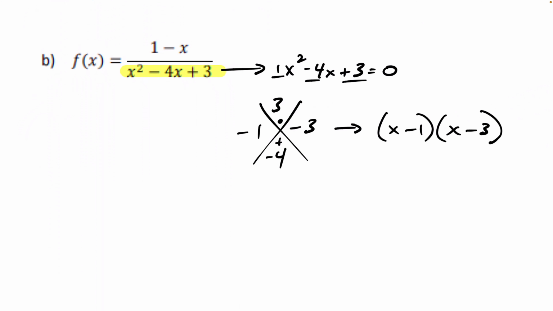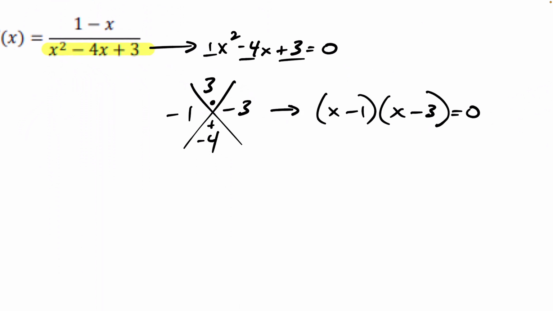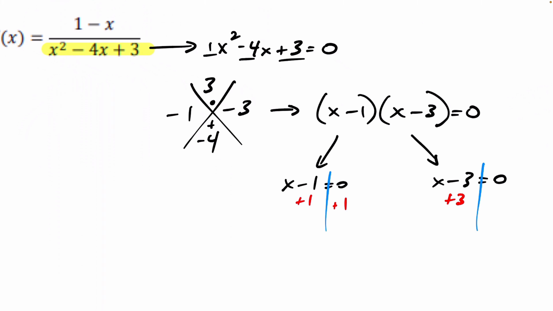Last step. Remember, this equals 0, because that's where we started. How do we get our 2 answers? That's the factored version, but those aren't solutions. We need to solve for x, so we set them both equal to 0. Add 1 to both sides, add 3 to both sides. Looks like we have 2 answers: x equals 1 and x equals 3.